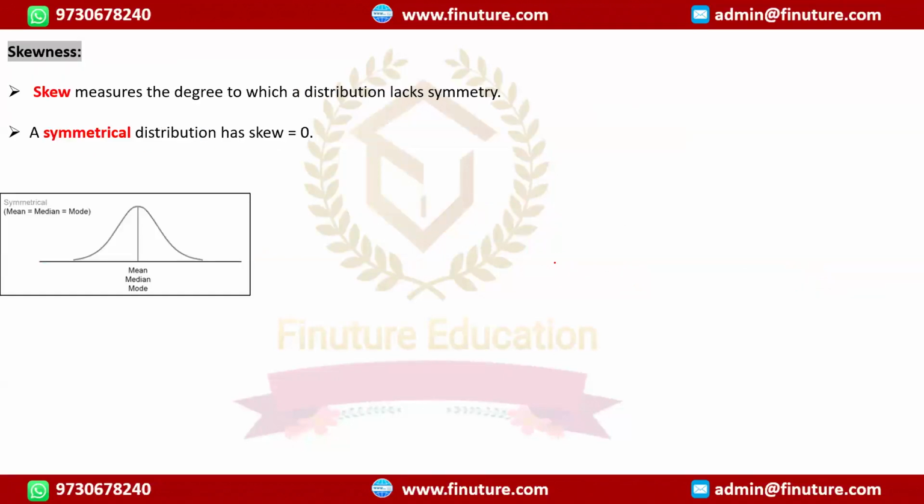So skewness. In this case, if I keep a mirror here on this data distribution, both sides are symmetric. Skewness measures the degree to which a distribution lacks symmetry. It's a measure of symmetry. When your distribution is normal, you say that your skewness is zero because it is symmetric. There is no skewness, no inclination towards any side.